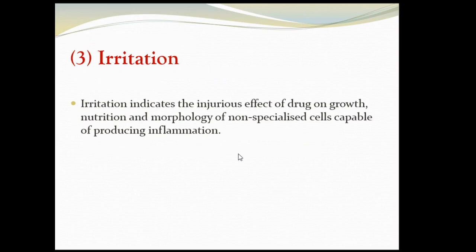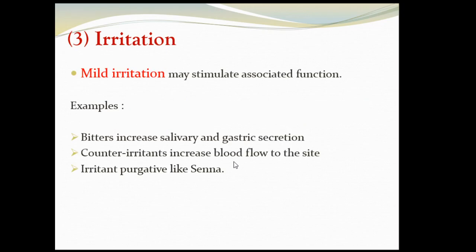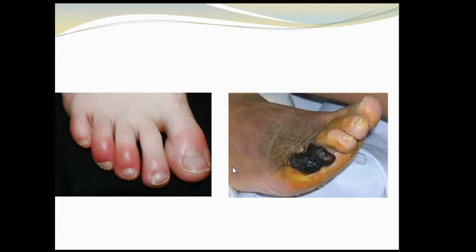Next is irritation. Irritation means there will be injurious effect of drug on growth, nutrition, and morphology of non-specialized cells. As I told you earlier, non-specialized cells are those cells which do not have any specific functioning, for example epithelial cells and connective tissue cells. So they are capable of producing inflammation.